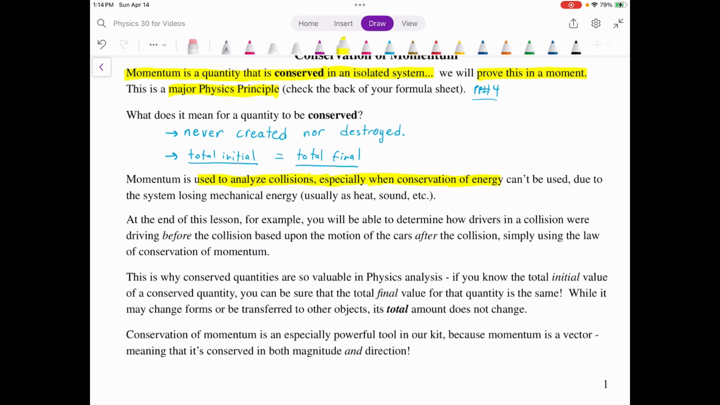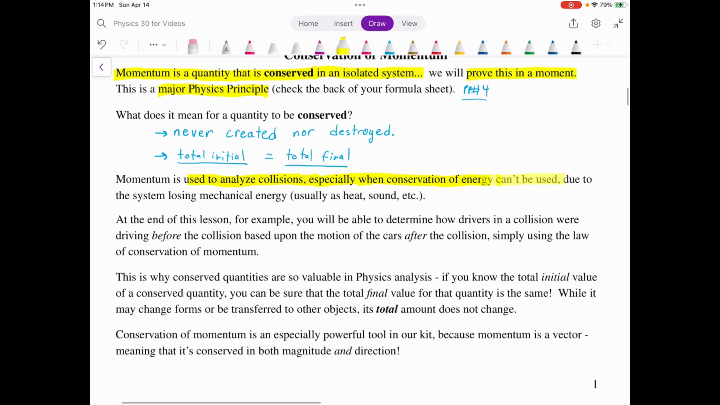Momentum is easier to keep track of, so to speak. So this is where conservation of momentum comes in really handy, when we can't actually make use of the law of conservation of energy. Again, not because it's broken, just because the energy leaves the system in a form that we don't have a calculation to keep track of it with. Okay, so the system losing mechanical energy usually has heat, sound, etc.